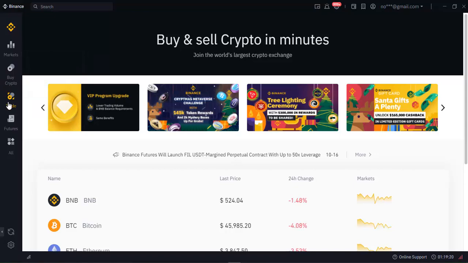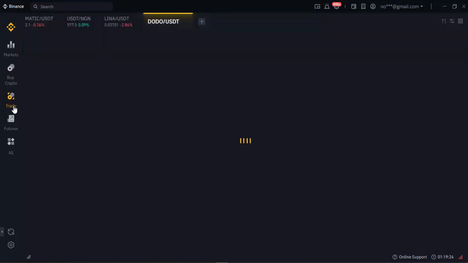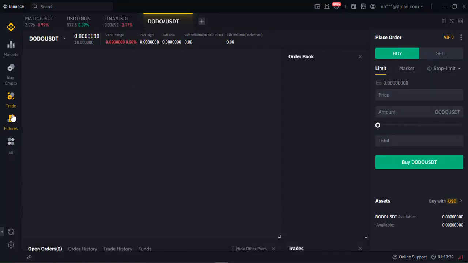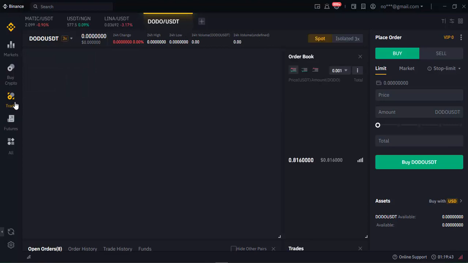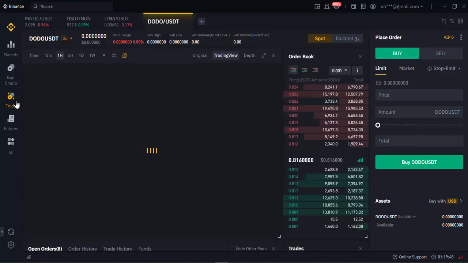Let me explain that for us to be able to trade, we go to the trade tab. Click on the trade tab. This is for trading spot. For you to trade futures, you click on the futures tab. But we are not learning how to trade futures in this course. We are only learning how to trade the spot market, how to easily buy and sell your crypto and make profit.